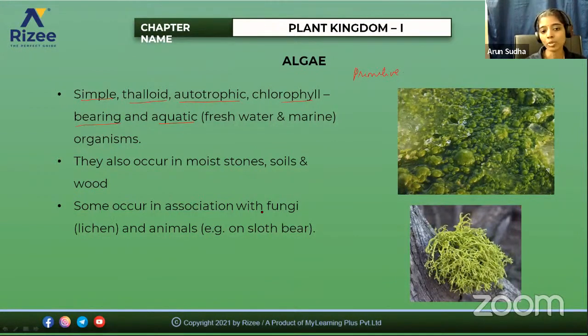Some occur in association with fungi, that we saw yesterday as lichen. So the main algae that is present in association with fungi is green algae and blue-green algae or cyanobacteria. And they also occur in association with animals, for example on sloth bear. So on sloth bears, this algae will grow. So these are about algae.